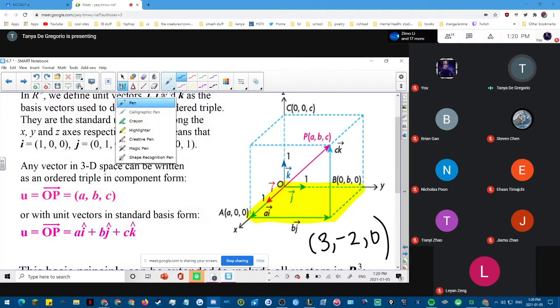Where's my highlighter? Let's do it in a different color.